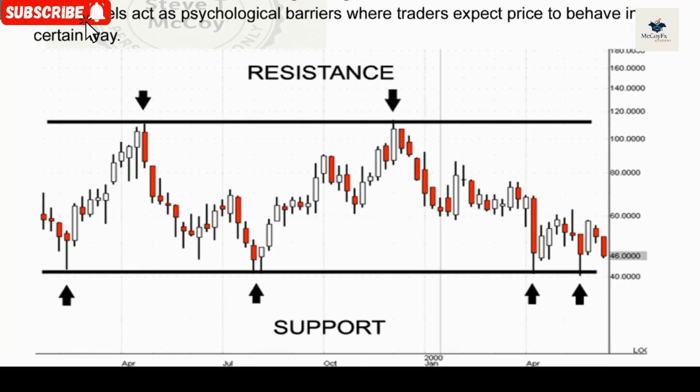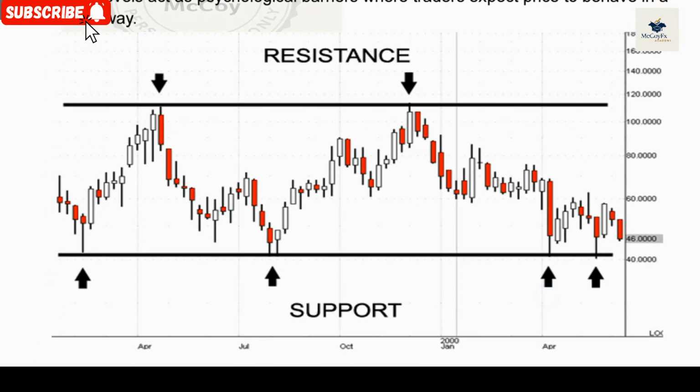So let's look at it here. You can see we have the resistance line and the support line, and the price moves to the resistance line, then returns back to the support line. So in this case, this is a ranging market.